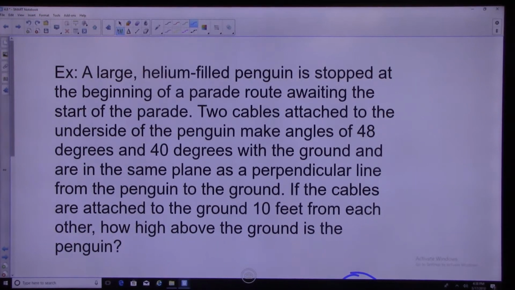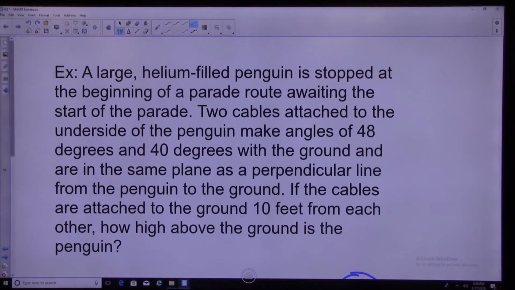One more example here. This is the second video for section 4.2. We're just going to do one example in this video. So let's go ahead and get these notes out that I provided. I've got it typed out for you already. Let me read this and then we're going to try to draw a picture.